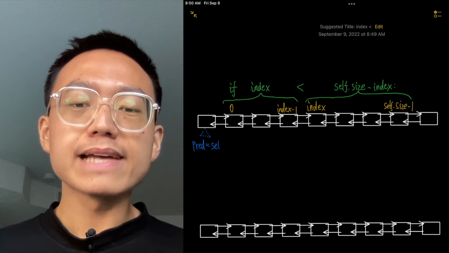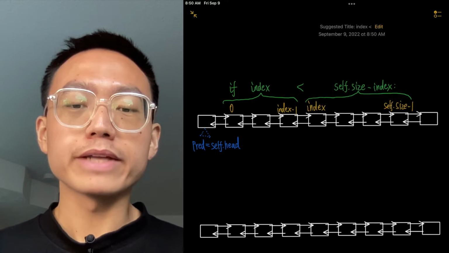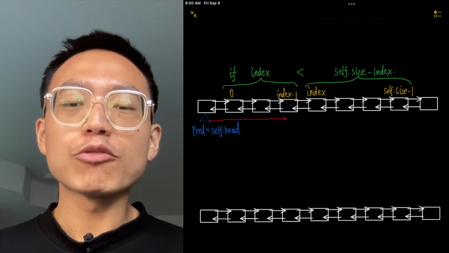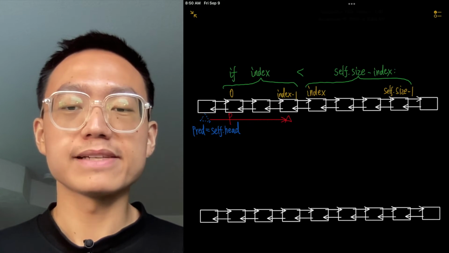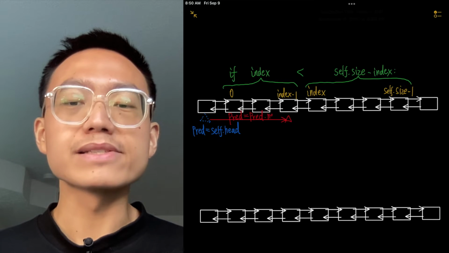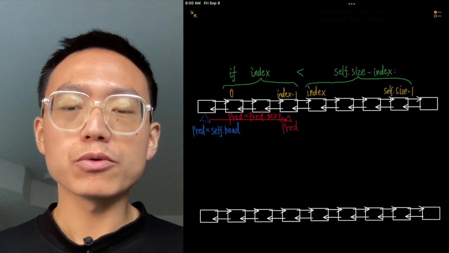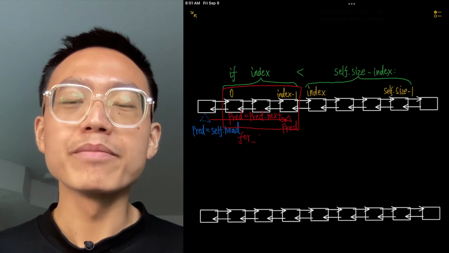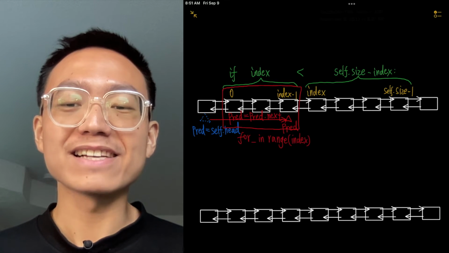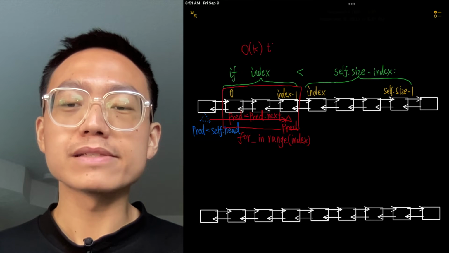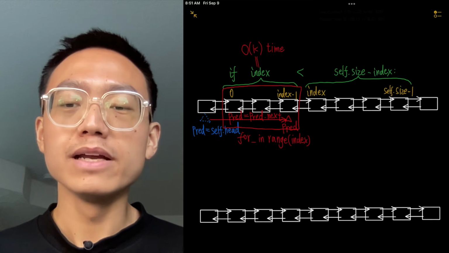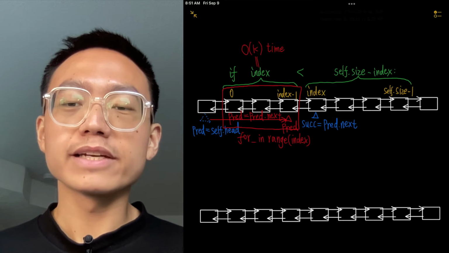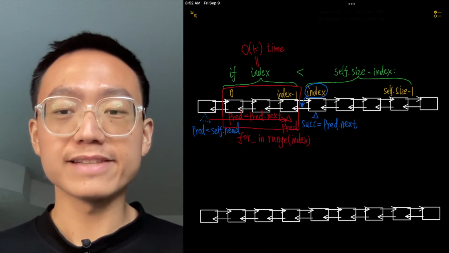First, we initialize our predecessor assigned by self.head, which is the beginning of the list, and then we iterate, assigning predecessor to predecessor.next, inside our for loop, for underscore in range index. So the time complexity is O of k, where k is exactly the index. Then finally we get the predecessor, so we can update our successor, which is predecessor.next, and then we just insert the new node between the predecessor and successor.